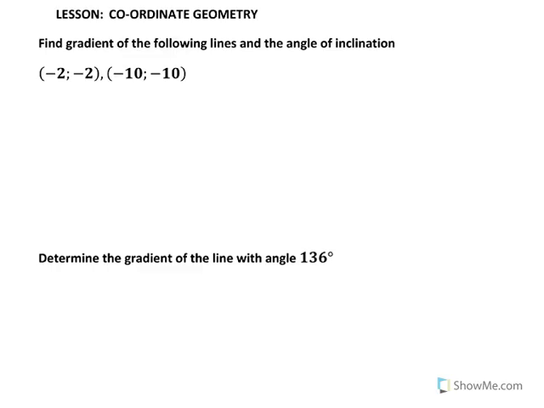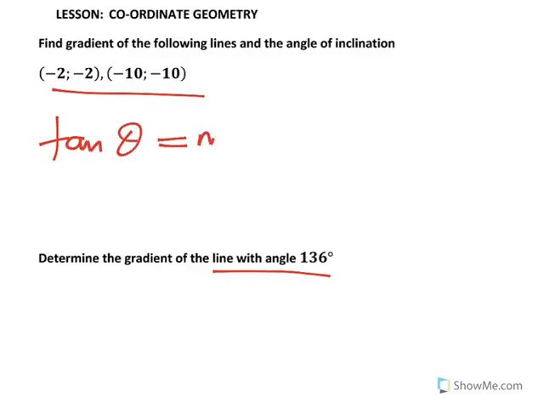Moving on again, this question says find the gradient of the following lines. We did this one, and then determine, okay, we have done that one. The next question says determine the gradient of the line with angle 136. Now remember, they now want the gradient. They just give you the angle of a line. So remember, you say tan theta is equal to m. Now what is our theta in this case? Our theta is 136 degrees.